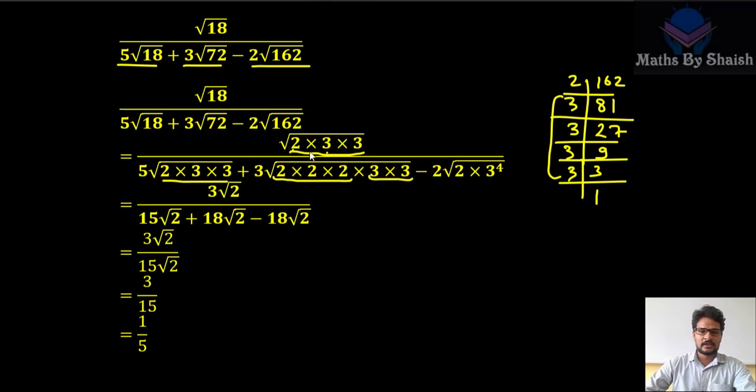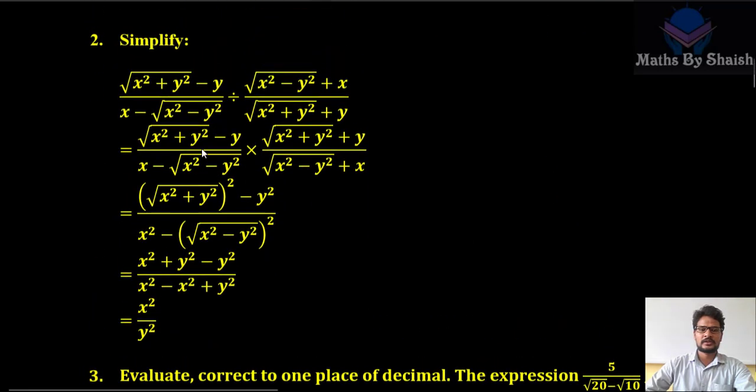Since it is a square root, a pair will come out, so it is 3 root 2. Again here it is 3 root 2, but 5 is there, so 3 5s are 15. Here 2 and 3 will come out, so 2 3s are 6, 6 3s are 18, and similarly there are four 3s, so 3 and 3 will come out, that is 9, and 9 2s are 18, so we got 18 root 2. Then we can cancel these two because they are the same but the signs are different, and at the last we got 3 root 2 upon 15 root 2, root 2 cancels, 3 by 15, that is 1 by 5. Now let's do the second question.